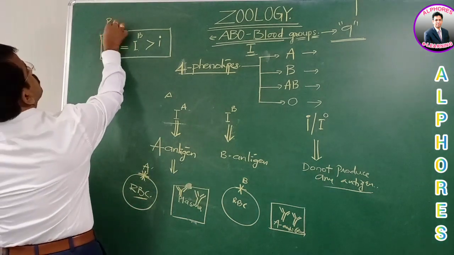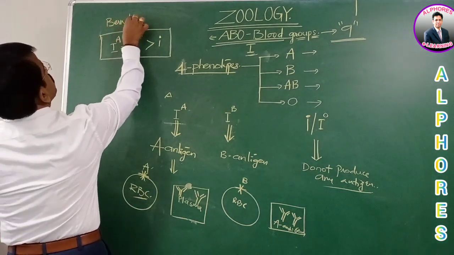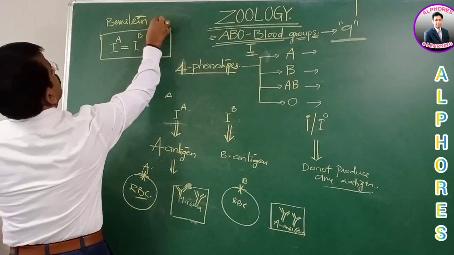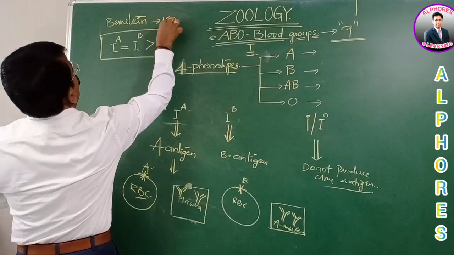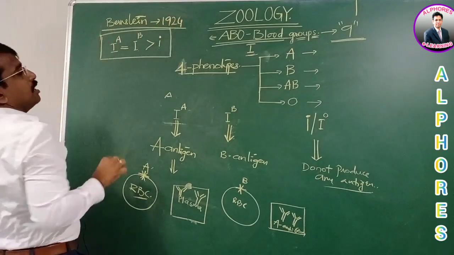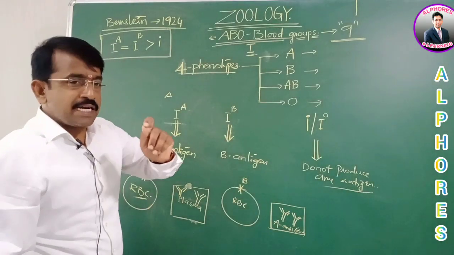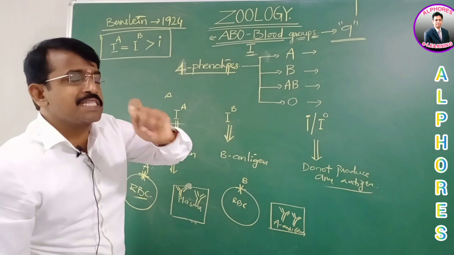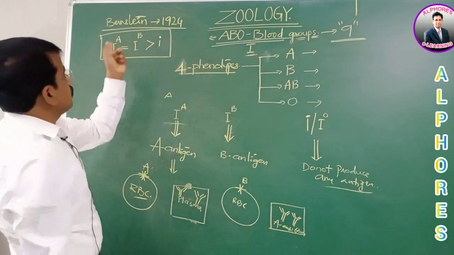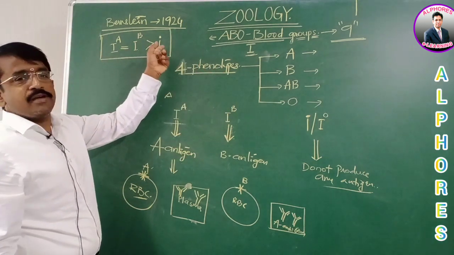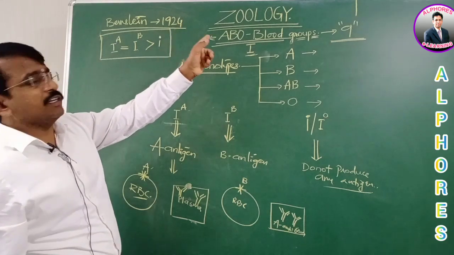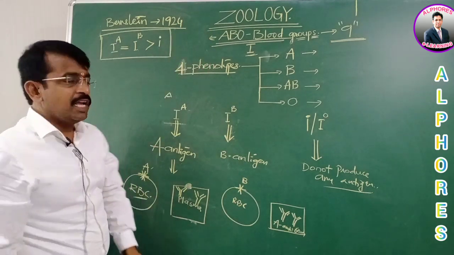Bernstein in 1924 discovered the 3 alleles, that is, the inheritance of the ABO blood grouping system. Because of the 3 alleles, IA, IB, IO, that's the reason why it is a multiple allelism.